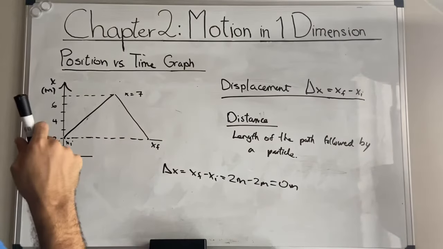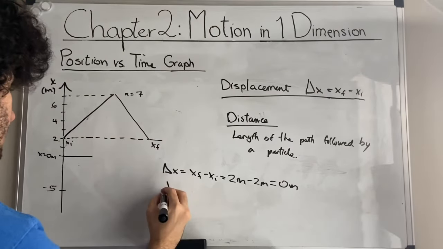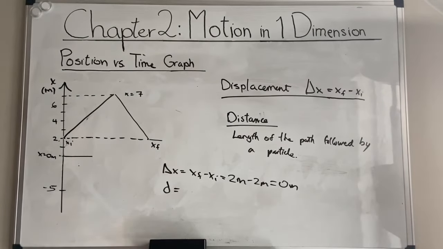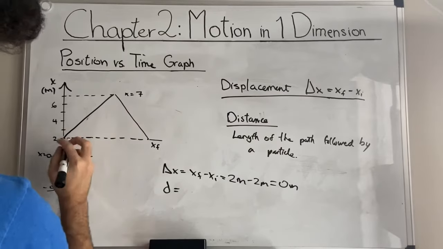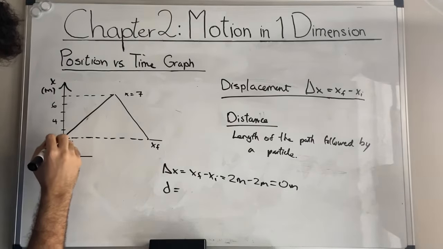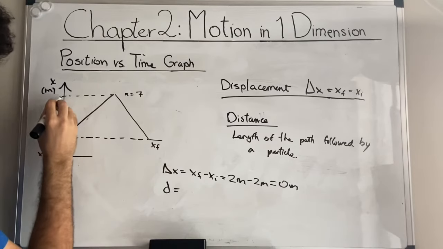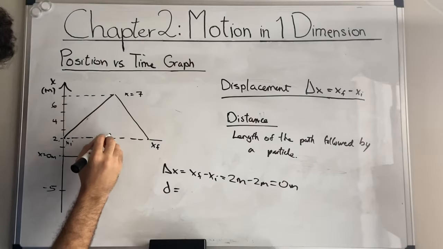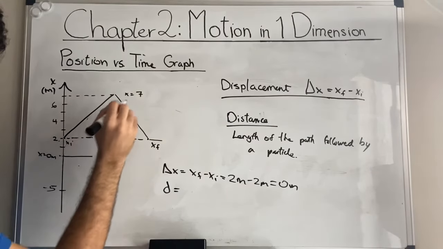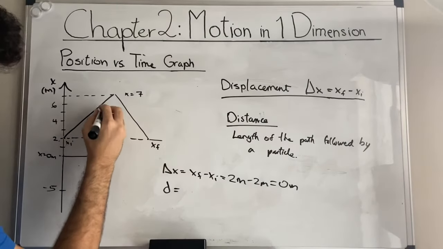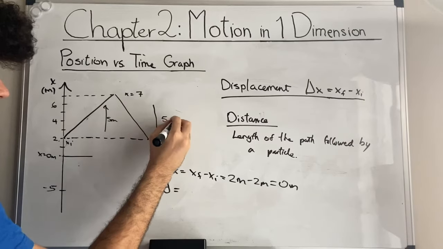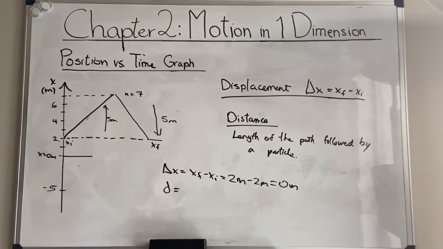On the other hand, the distance, which we denote with d, will not be zero. Distance will consider the fact that 7 minus 2, 5 meters were traveled in this initial bit, and then 5 meters were again traveled in this little bit. So 5 meters over here, and then 5 meters over here, even though it's in the negative direction.